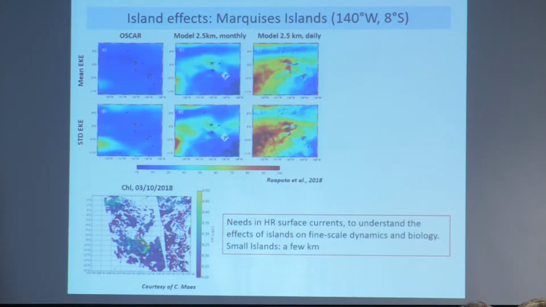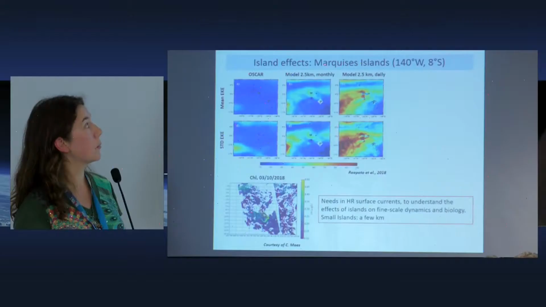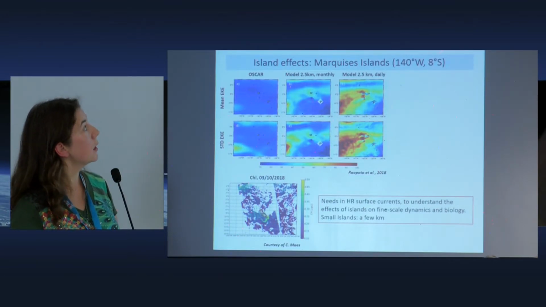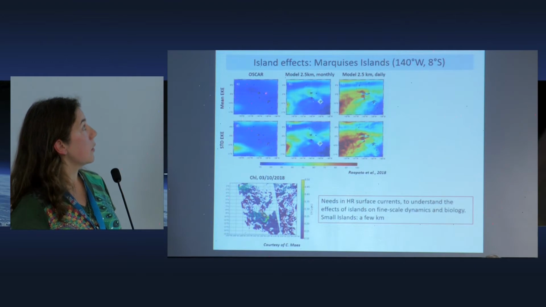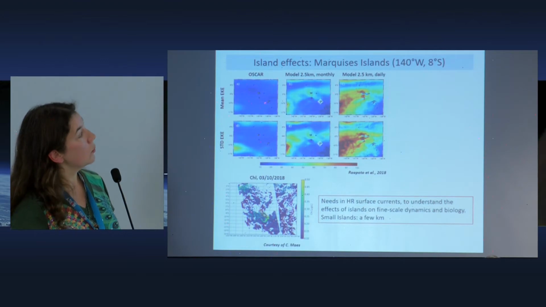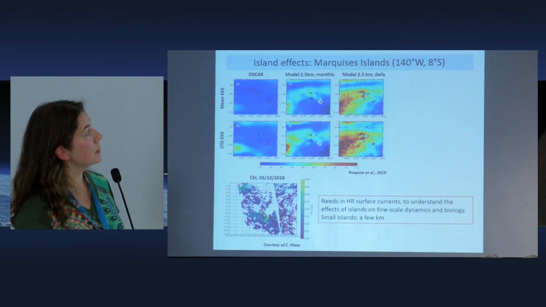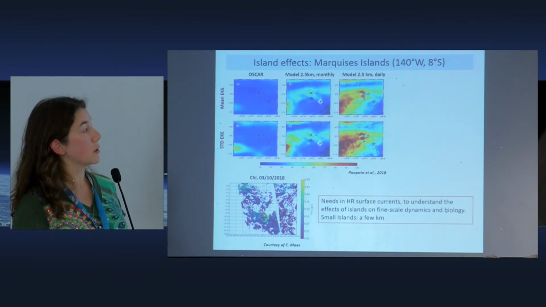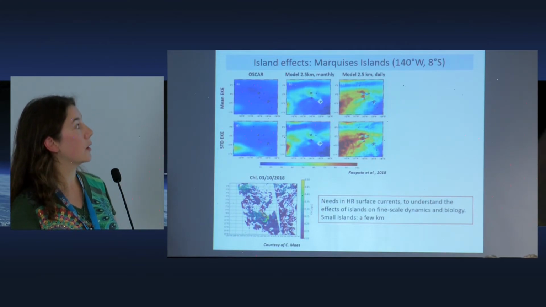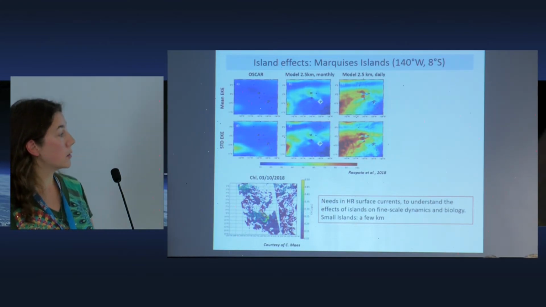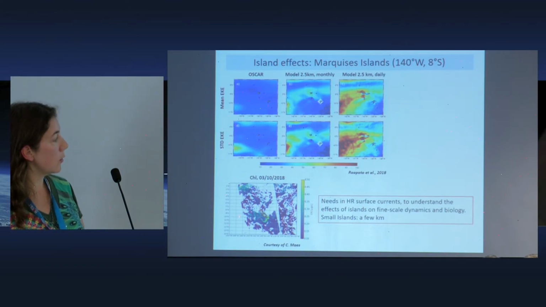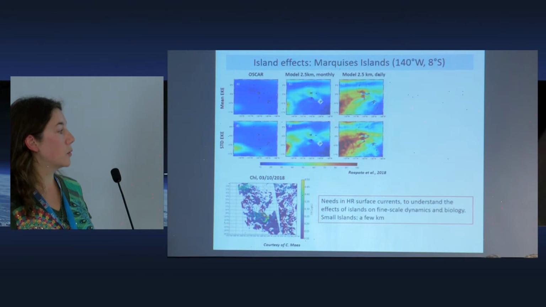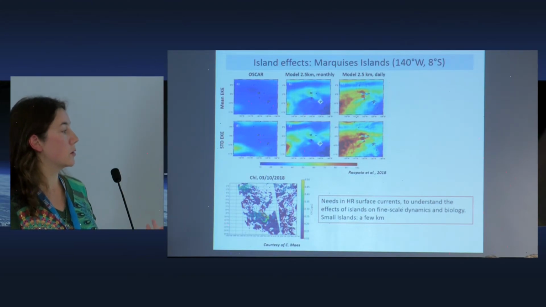Okay. So to finish with, here is an example of the island effects on the currents. These are plots around the Marquesas Islands in the tropics. And in this region of strong mean currents, you can see that the EKE from OSCAR is very low compared to what we get from a high-resolution model with daily outputs. So there is a need for high-resolution surface currents around this island to understand the effect of islands on the fine-scale dynamics that impacts strongly the biology, as you can see here on a very recent chlorophyll map. But this would be very stringent because we would need a resolution of a few kilometers.